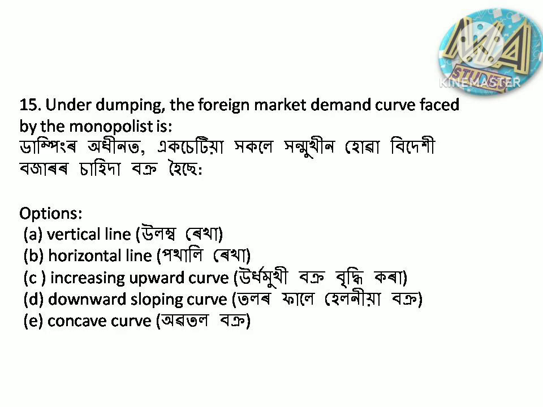15. Under dumping, the foreign market demand curve faced by the monopolist is. Options: A. vertical line, B. horizontal line, C. increasing upward curve, D. downward sloping curve, E. concave curve.